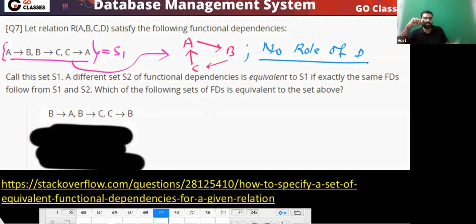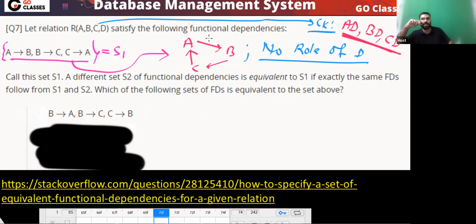Of course, what is the candidate key here? In this relation, if I ask you the candidate keys, what will that be? Can I say A is the candidate key? No, A is not the candidate key, because who can determine D? Only D can determine D, right? So AD will be a candidate key, BD will be a candidate key, CD will be a candidate key.